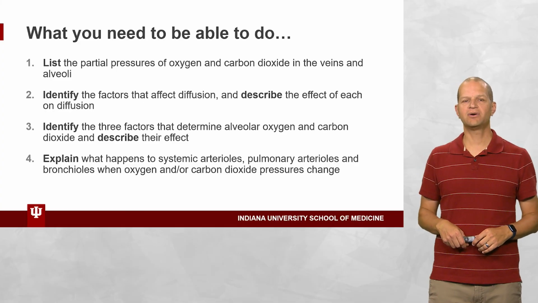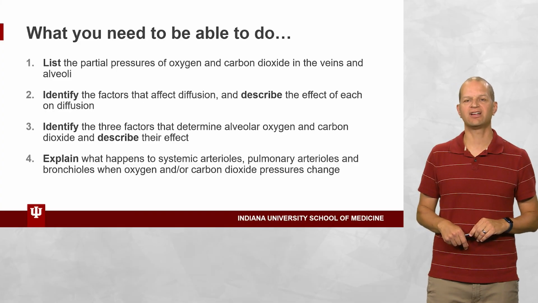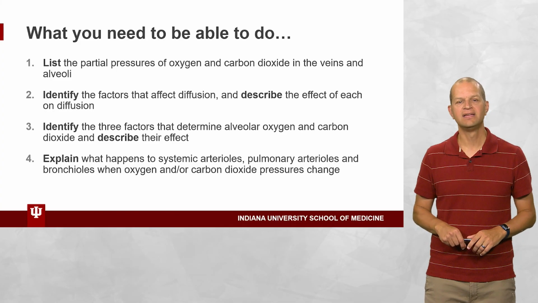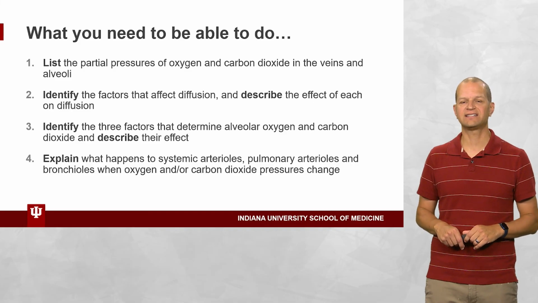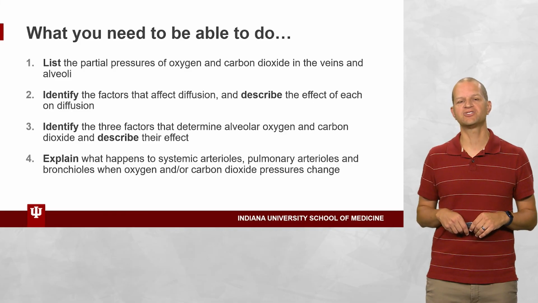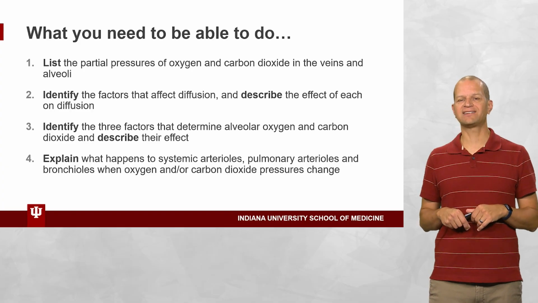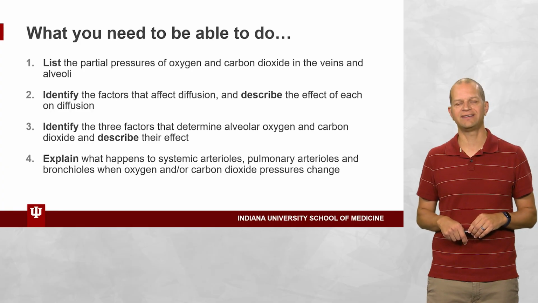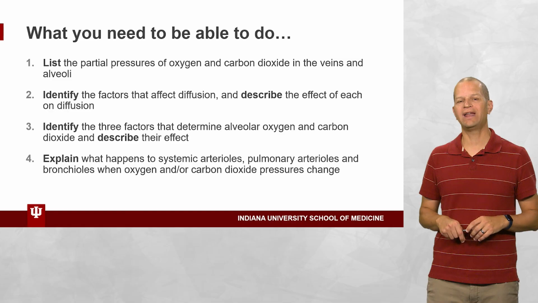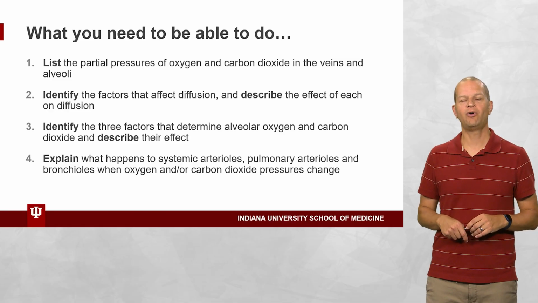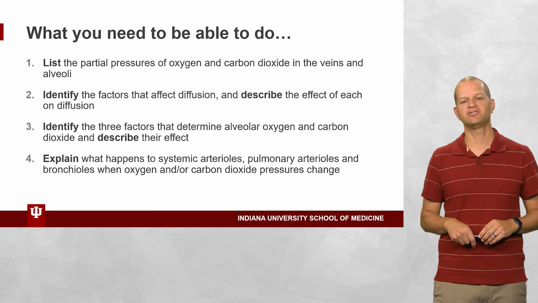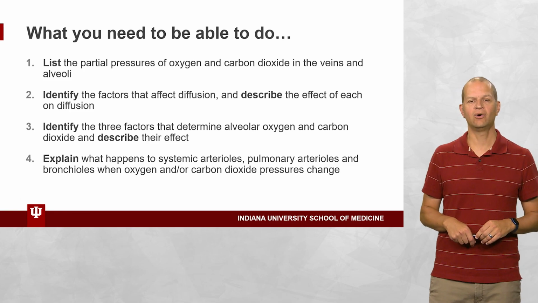So at the end of this video, can you list the partial pressures of oxygen and carbon dioxide in the veins and alveoli? Can you identify the 4 factors that affect diffusion and describe their effect on diffusion? Can you identify the 3 factors that determine alveolar oxygen and carbon dioxide? And can you explain what happens to systemic arterioles, pulmonary arterioles, and bronchioles when we have changes in oxygen or carbon dioxide?